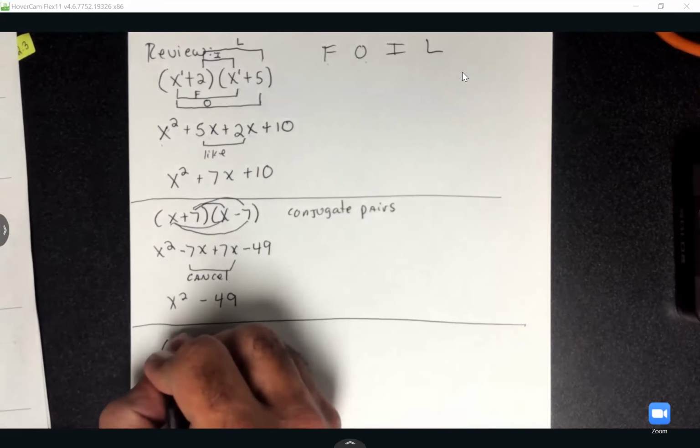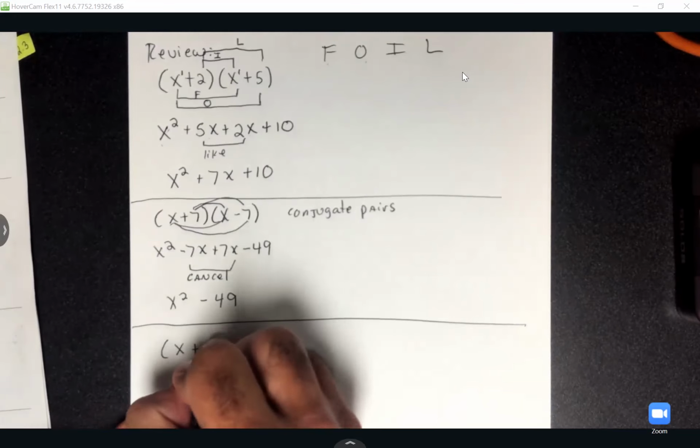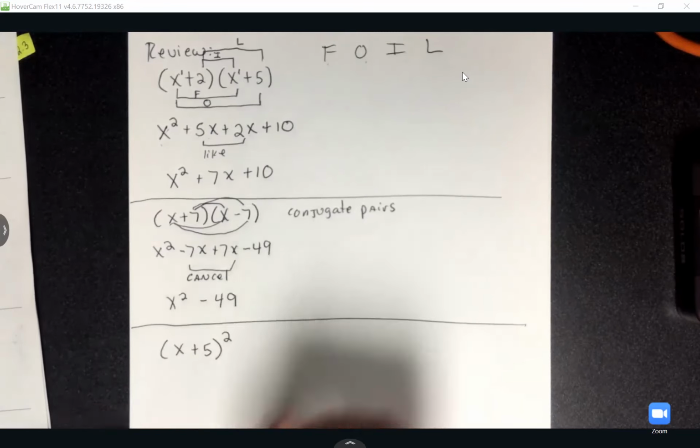All right, next I'm going to do this. X plus 5 squared.